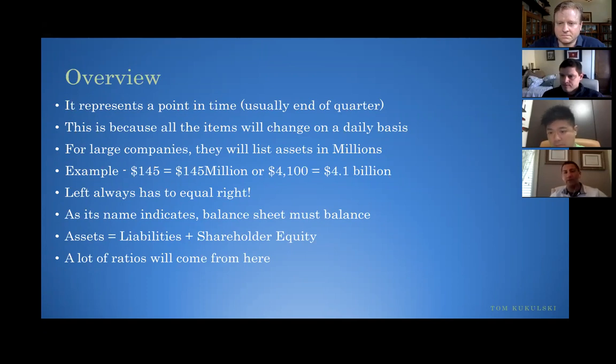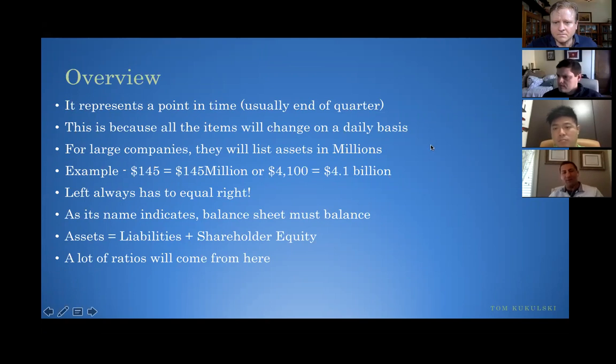For large companies, when you're looking through, and these are some of the terms you'll see, a 10-K, which is known as an annual report, or a 10-Q, which is a quarterly report, they'll typically list in millions. So if I saw 145, and it will say up on the top left-hand side of a report, 'in millions,' I know it's 145 million. Or if I see 4,100, that'd be $4.1 billion. That will be noted on the top of any balance sheet you take a look at.